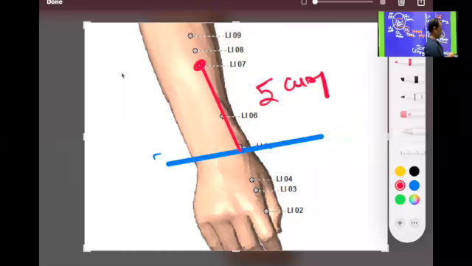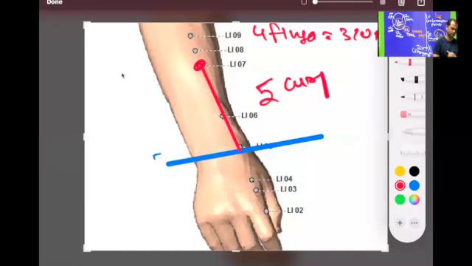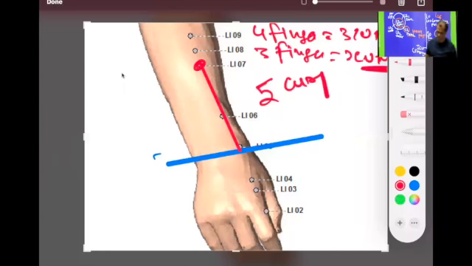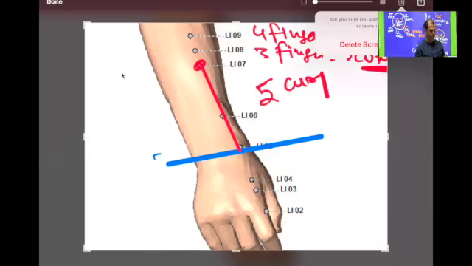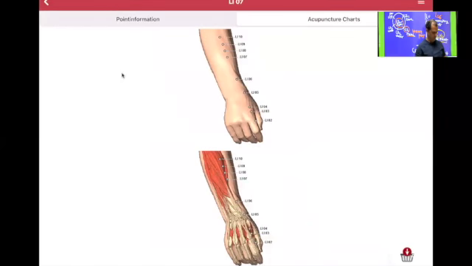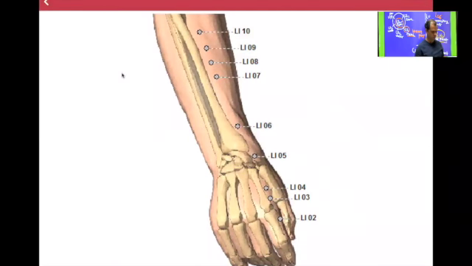The forefinger is equal to 3 chun, and the 3 fingers are equal to 2 chun. So we can keep 7 fingers from the wrist, and we can reach the 5 chun. So if we go to the 5 chun from the wrist, that is the emergency management point on the LI meridian. Let's see the other image.